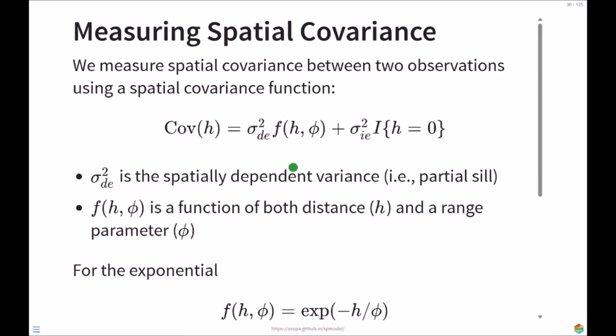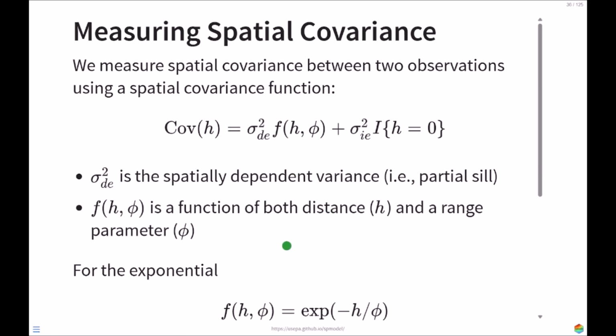This spatial piece is composed of, first, a variance parameter. We call it sigma squared d. It's the spatially dependent variance. If you are familiar with the spatial statistics literature, this is also called the partial sill. This controls the magnitude of the spatial structure of the covariance. And then its shape is controlled by this f function. So f is a function of h and phi. h is the distance here, and the range parameter is phi.